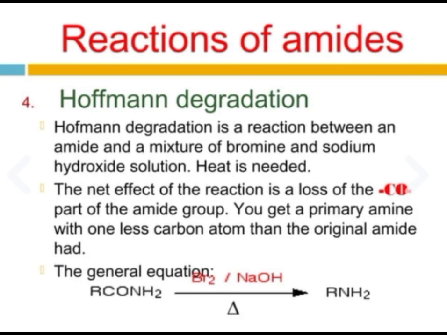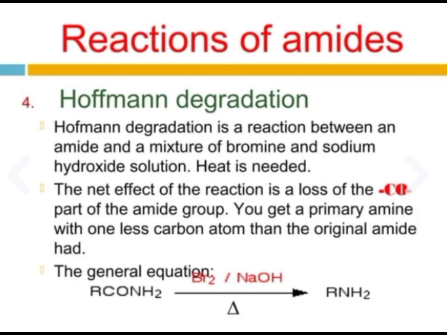Let's then proceed to Hofmann degradation. Hofmann degradation is a reaction between an amide and a mixture of bromine and sodium hydroxide solution. Here, heat is needed. The net effect of the reaction is a loss of the CO part of the amide group. You get a primary amine with one less carbon atom than the original amide had.